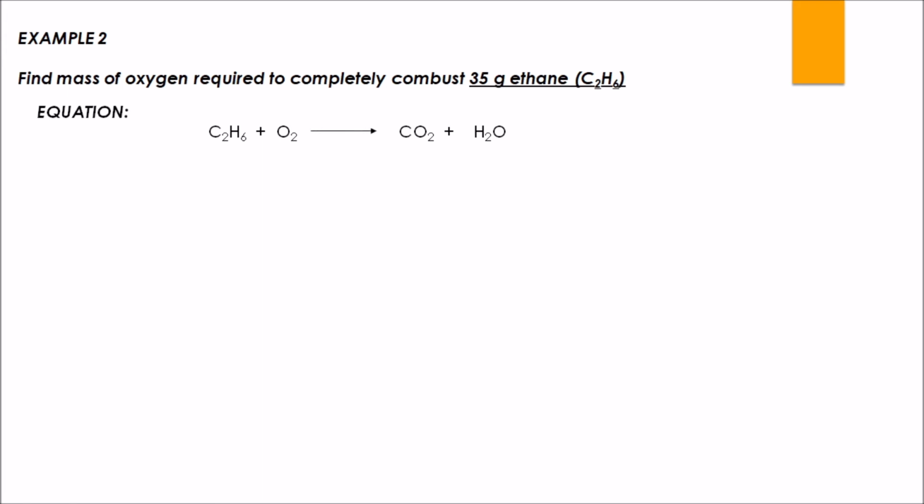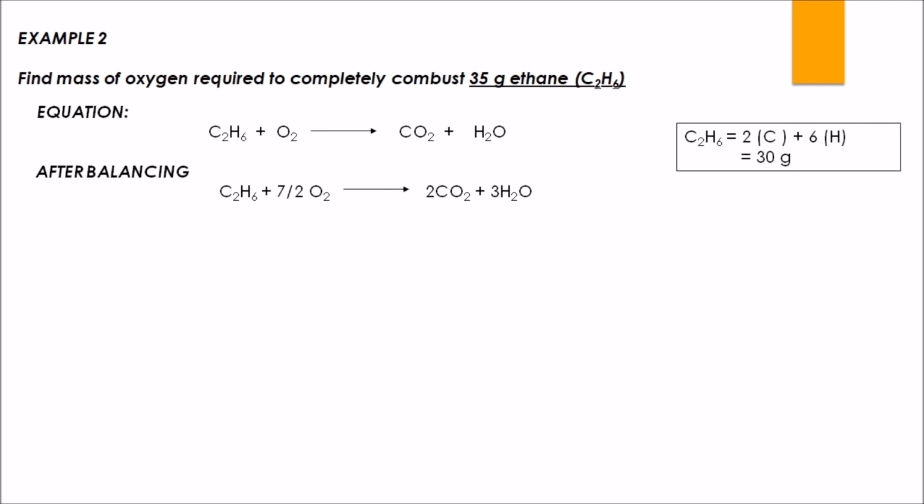First, construct the balanced chemical equation. Once we balance it, the equation is the same one we used for ethane. Now on one side, as rough work, we have to find the molar mass of C2H6. The molar mass of C2H6 will be 2 carbons plus 6 hydrogens, which is equal to 30 grams.